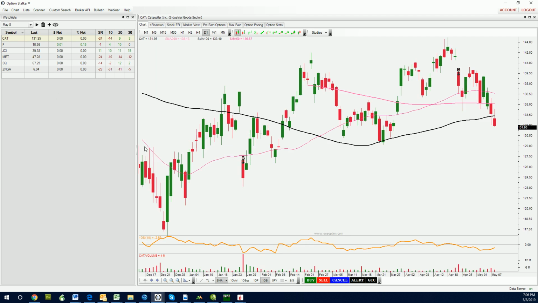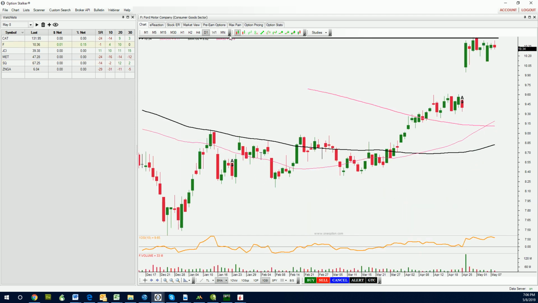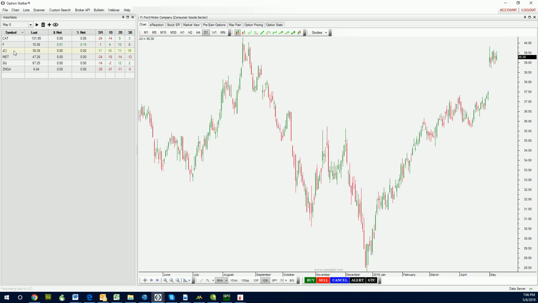So first and foremost, if the news is negative and the market is selling off, we are going to short Caterpillar, and we're going to use the 100-day moving average as our stop. SQ, we're going to use the 100-day moving average as our stop, and we will short the stock. So if the news is negative, I'm expecting this low to be taken out very, very easily. With Ford, pretty easy. The news comes out, it's bullish. We want it to get through this resistance level. It breaks out, we're long. JCI, same deal.